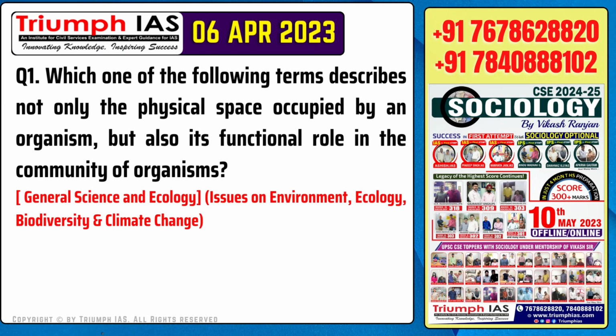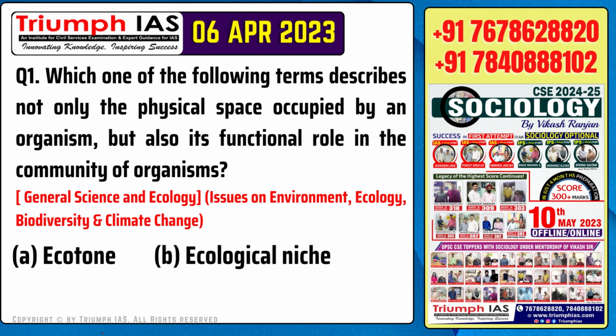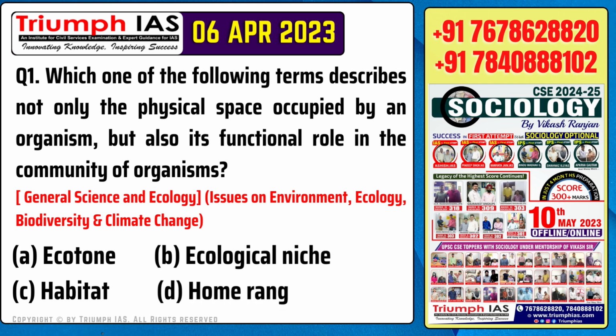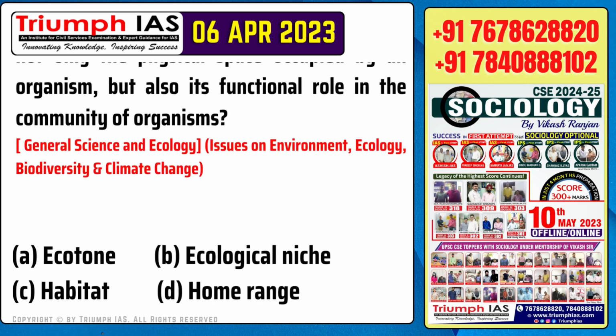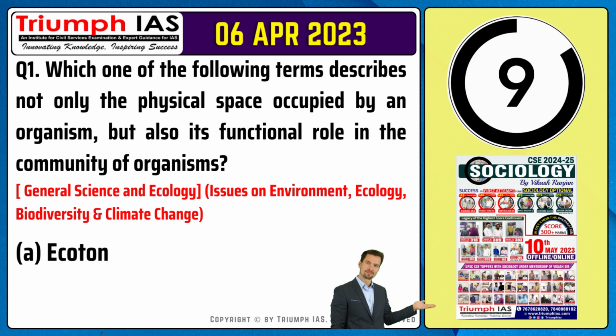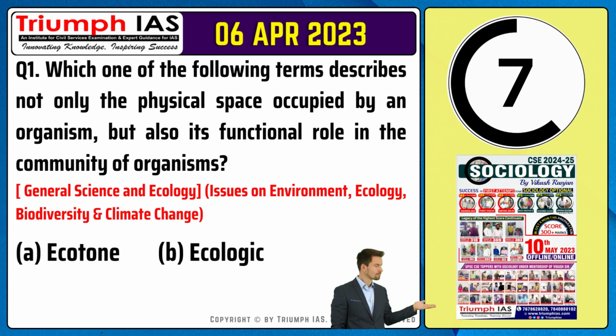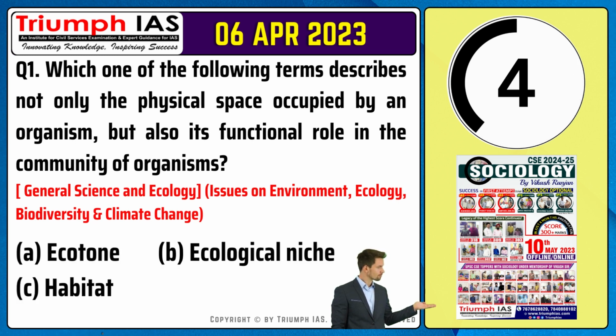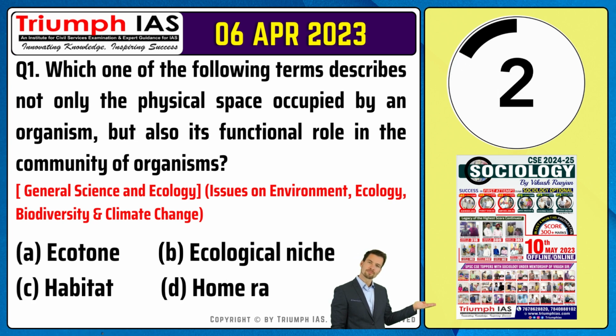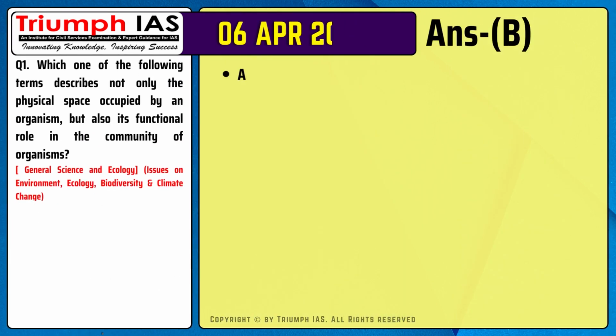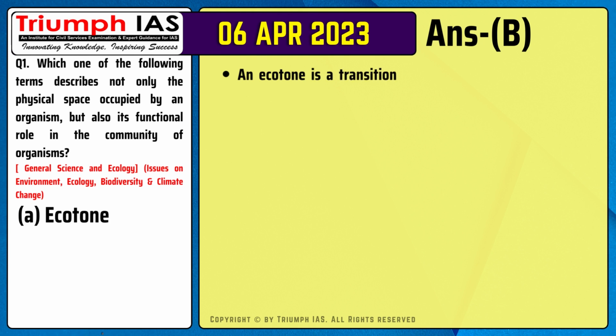Question number 1. Which one of the following terms describes not only the physical space occupied by an organism, but also its functional role in the community of organisms? Option A, ecotone. Option B, ecological niche. Option C, habitat. Option D, home range. The correct answer is option B.